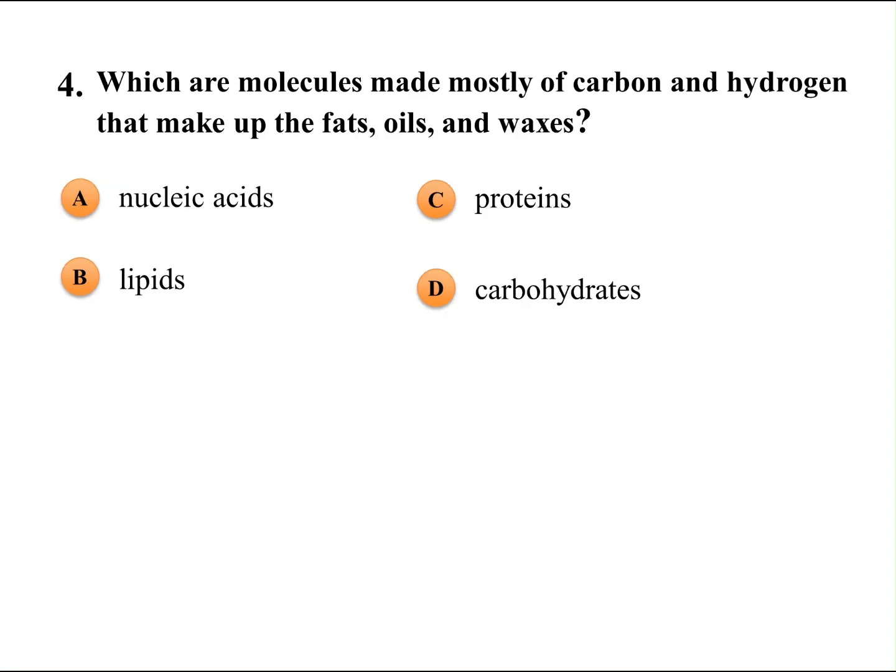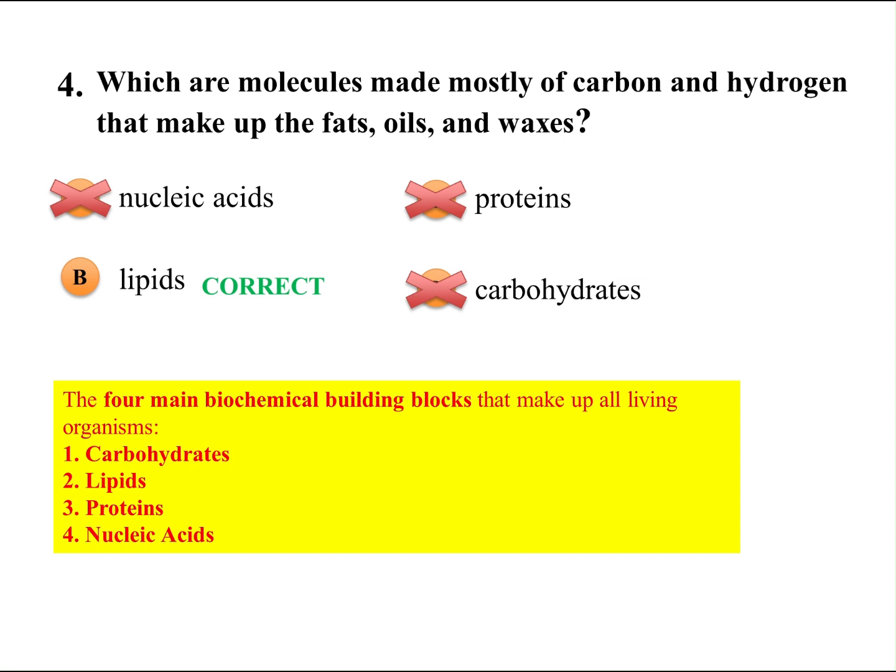Which are molecules made mostly of carbon and hydrogen that make up the fats, oils, and waxes? The answer is lipids. And remember that the four main biochemical building blocks that make up all living organisms are carbohydrates, lipids, proteins, and nucleic acids.